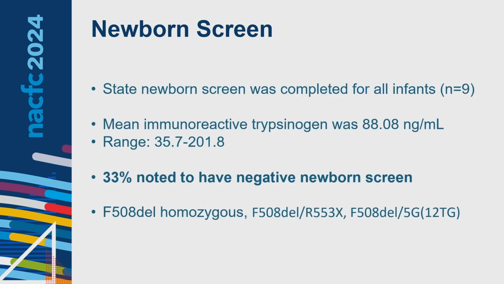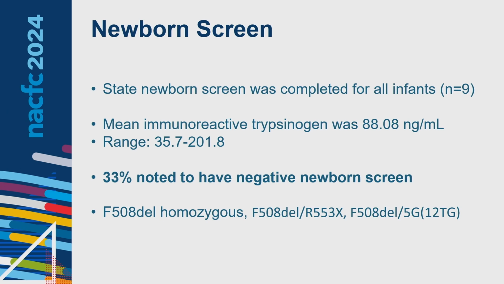All infants did have typical state newborn screening completed. Their immunoreactive trypsinogens were on average technically elevated for most states' algorithms. That is a quite varied approach, and I can't speak to your state. Be happy to give suggestions afterwards, but the range was quite broad, from 35.7 to 201.8, which for many states falls into that ultra-high characteristic.